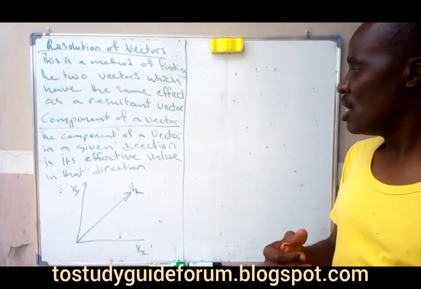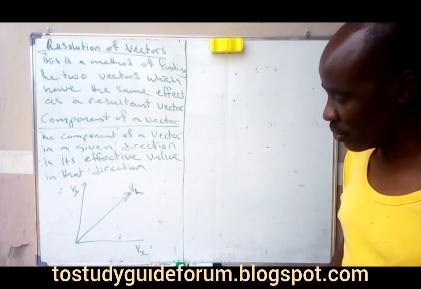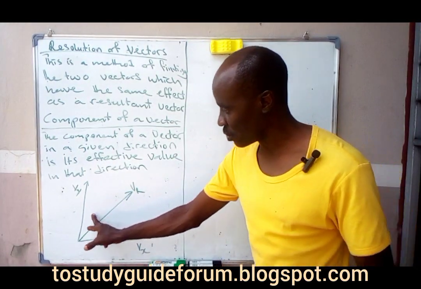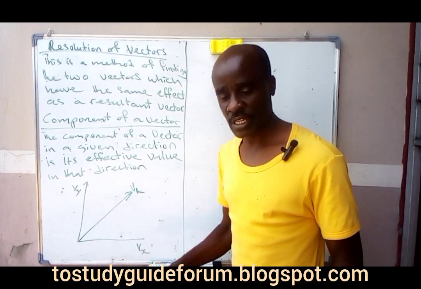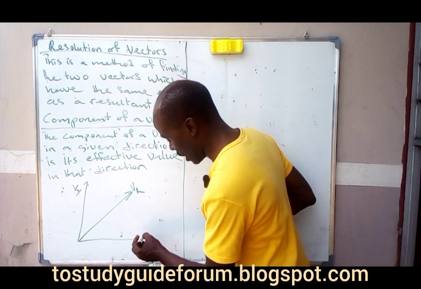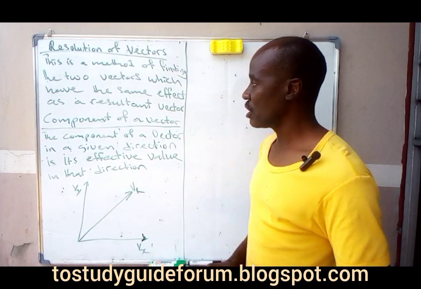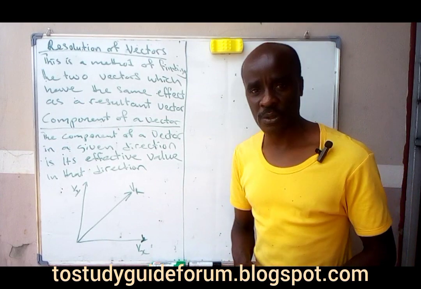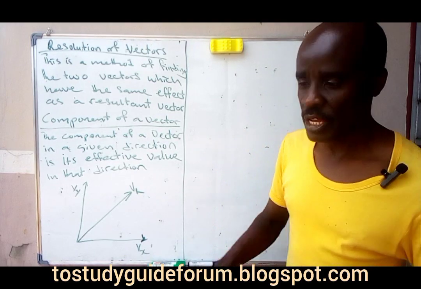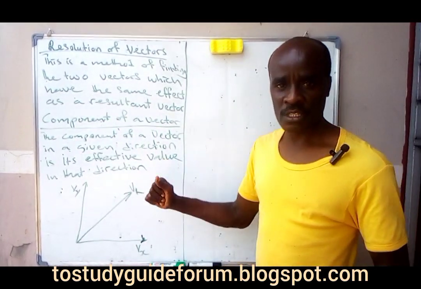The component of a vector in a given direction is its effect in value in that direction. That is to say, the effect of this resultant vector in this direction is the component to the vertical side, and this other one is the component to the horizontal. You can call them Vx and Vy. In the resolution of vectors, it's always important to resolve them in perpendicular directions, that is vertical and horizontal. You understand? That's how we do this.